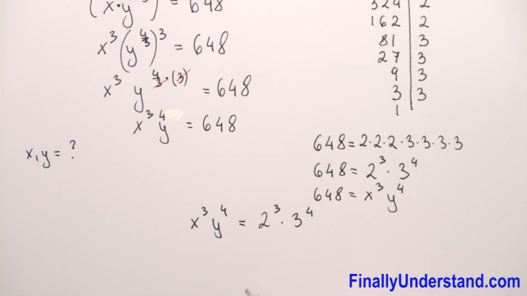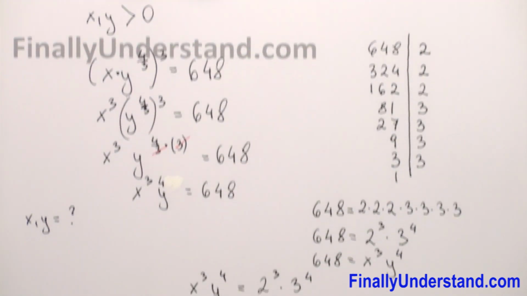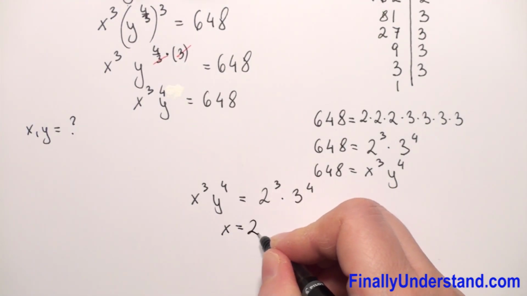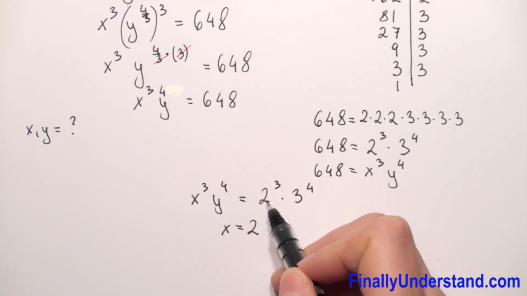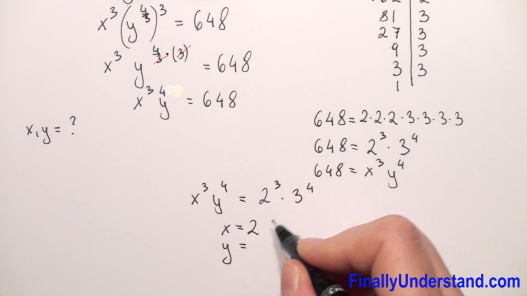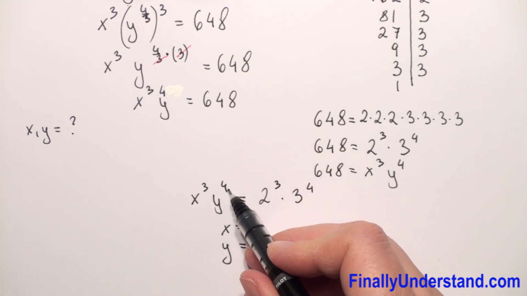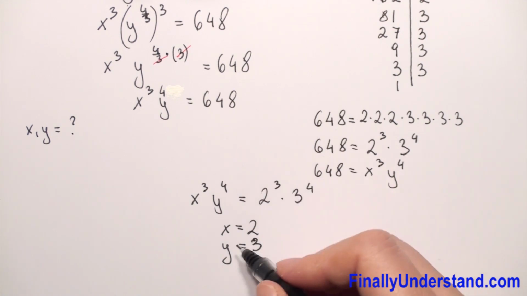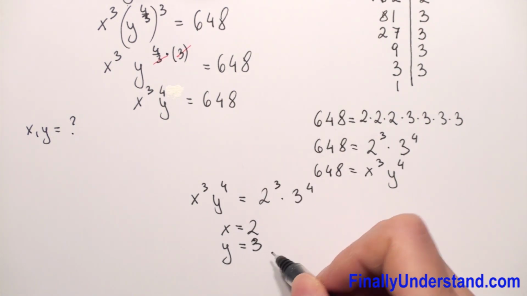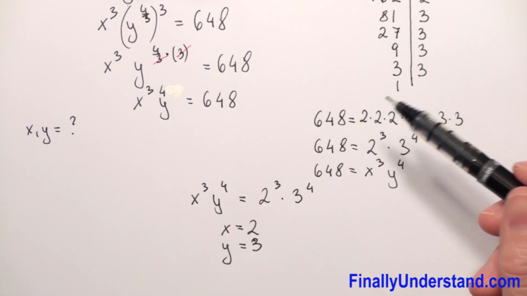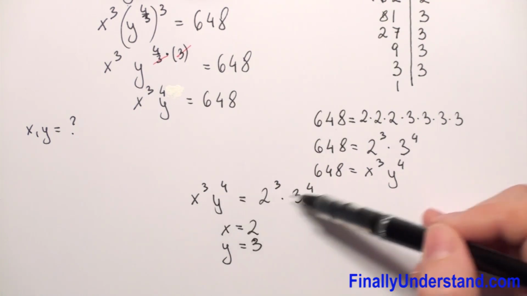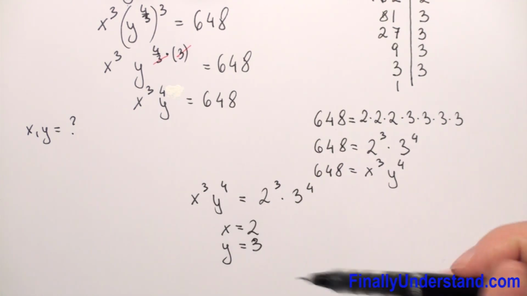So we have this equation, and we see that the left side will be equal to the right side, and x and y are positive integers as given, when x is equal to 2, because we have x to the third power, and y is equal to 3, because we have y to the fourth power, and here we have 3 to the fourth power. So x is equal to 2, y is equal to 3. For these two values, the left side of our equation will be equal to the right side.